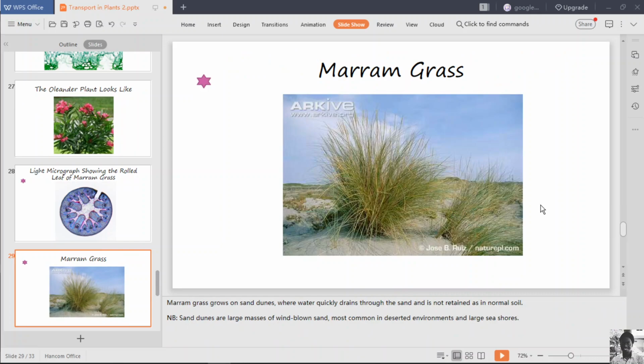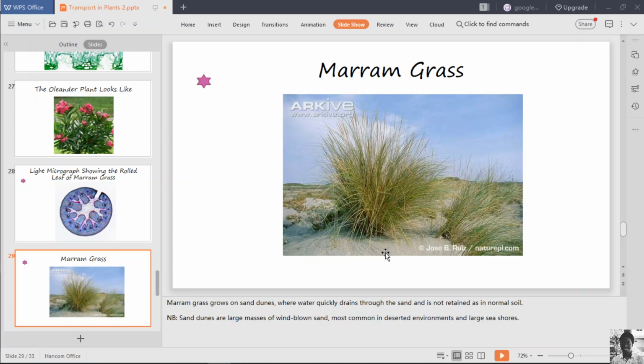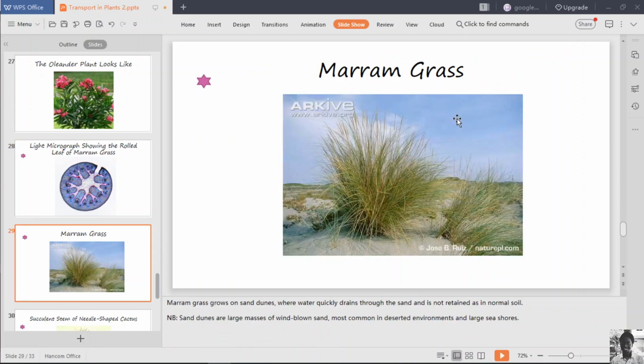Now here we have a picture to show what the marram grass looks like. They are found growing on sand dunes, where the water would drain through the sand easily and not be retained as in normal soil. By the way, sand dunes are those large masses of wind-blown sand, most common in desert areas and on large seashores. The main grass found growing around sand dunes is marram grass, and they are adapted to live in those conditions because of the folded leaves, to increase humidity and reduce exposure to light and wind. Okay, good.